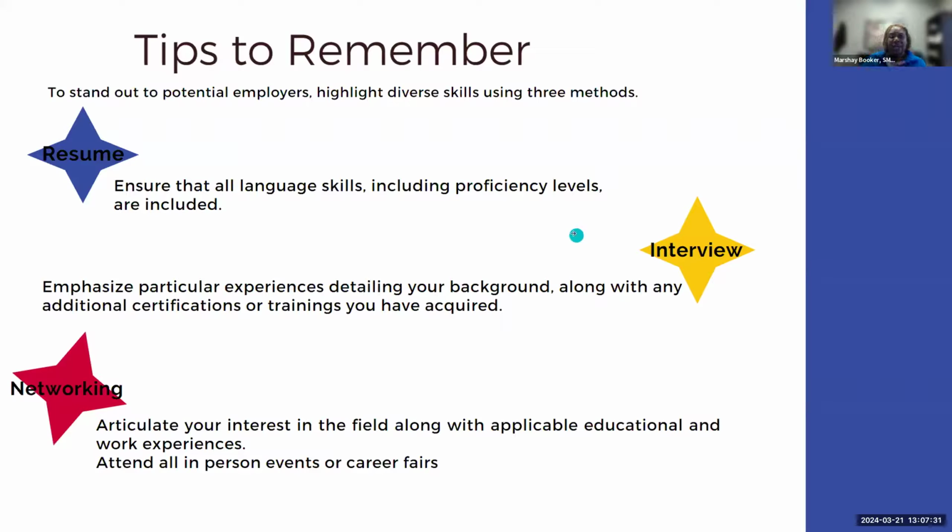So to stand out, here are a few tips to remember to help you stand out and diversify your skills using 3 different methods. First will be your resume. You want to ensure that all of your language skills, including the proficiency levels, are included, as well as your information regarding any background for education and experience.